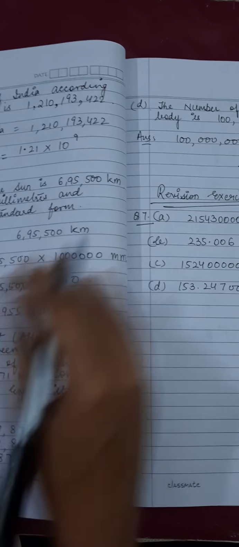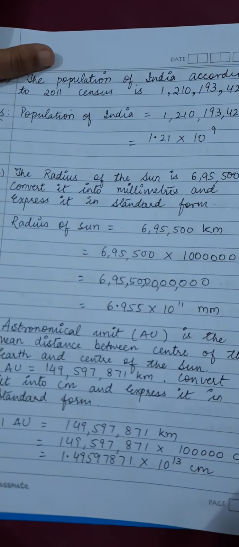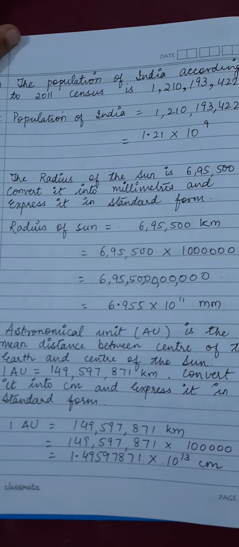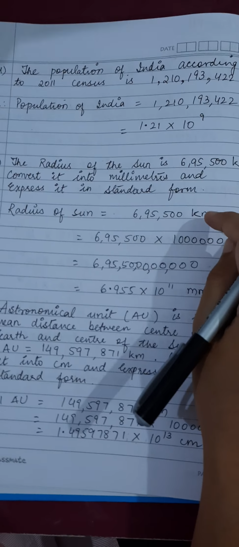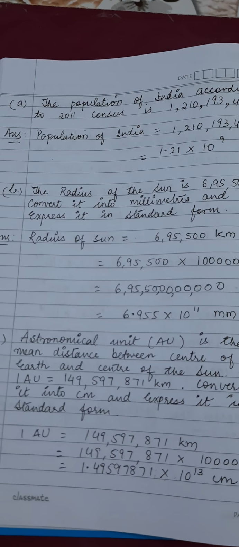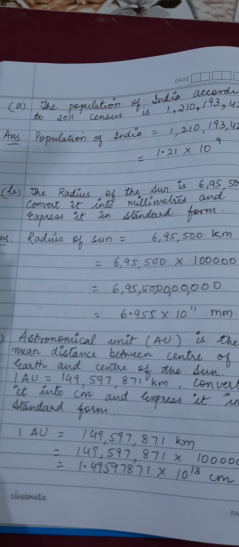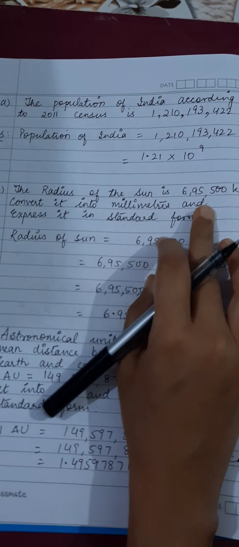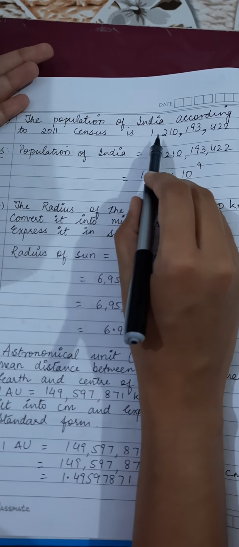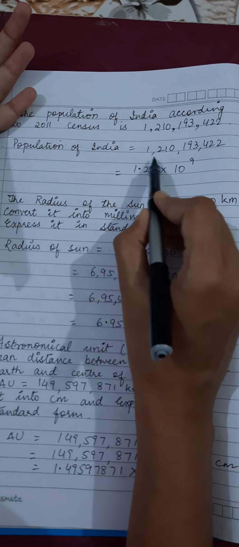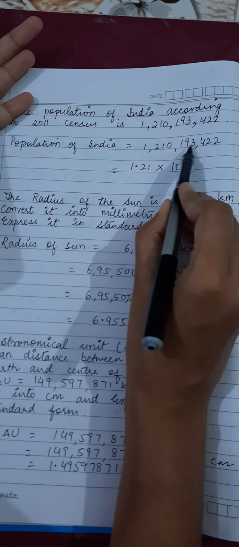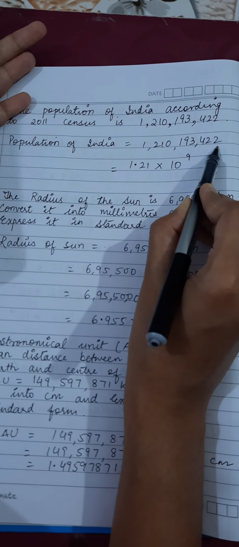Now let's move to question number 2. These are some statement sums and you have to just change them into the standard form. In the exponential form you have to change. Now the population of India according to the 2011 census is this much and now you have to convert this into the standard form. So 1210193442, this much big number is there and you have to convert it.